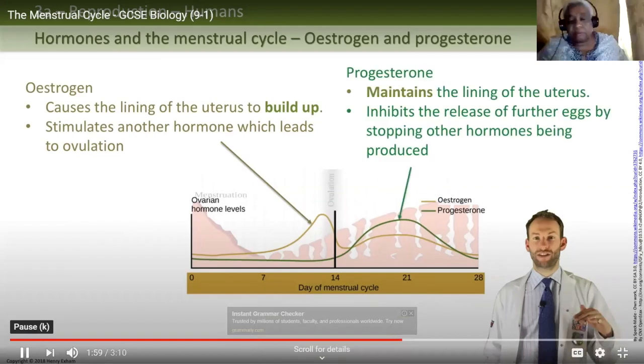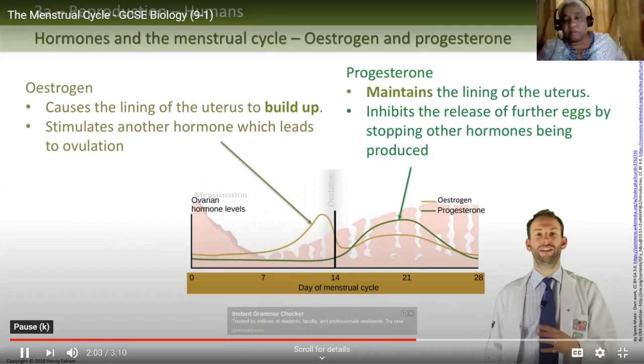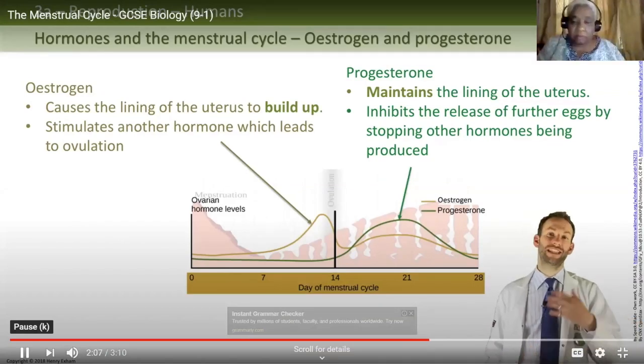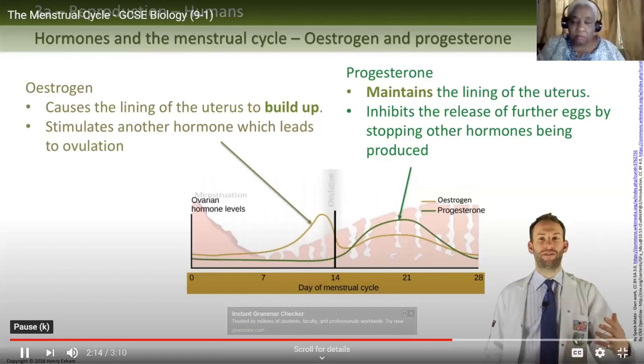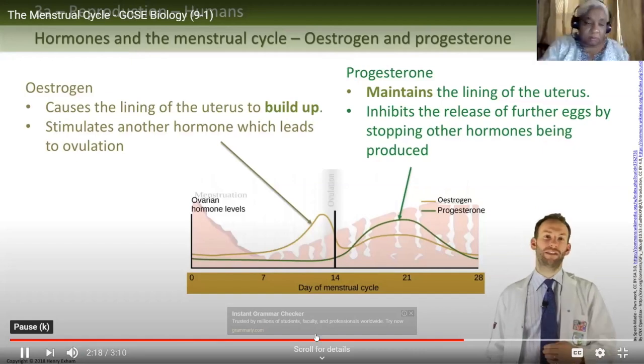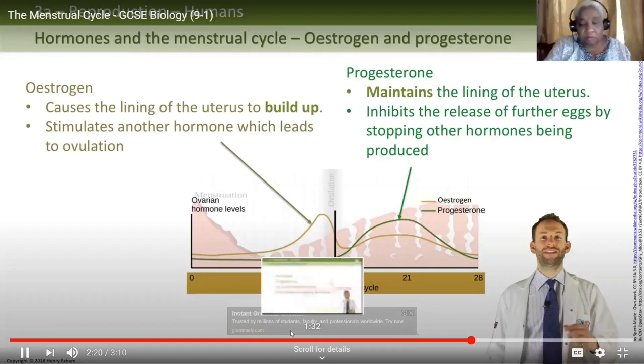Progesterone is then, as you can see by the green line on the graph, much higher in the second half, in that 4th phase, where you maintain the lining to your uterus. That's because progesterone maintains that lining. And it also stops any further eggs being released, because you don't want another egg to be released at that point if you've already released one and you might be pregnant.